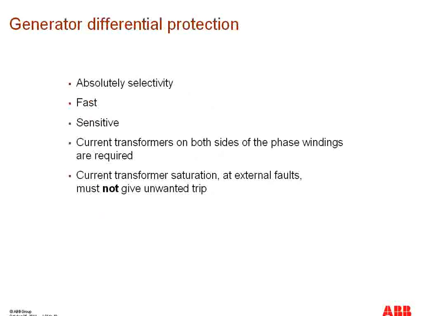Current transformers on both sides of the generator windings are normal practice, and while employing this generator differential protection, we must design the current transformer generator protection scheme in such a way as to take care of the current transformer saturation in the case of through faults, and it should not give an unwanted trip. So almost the same kind of requirements are there for generator differential protection as we have in any other differential protection scheme.